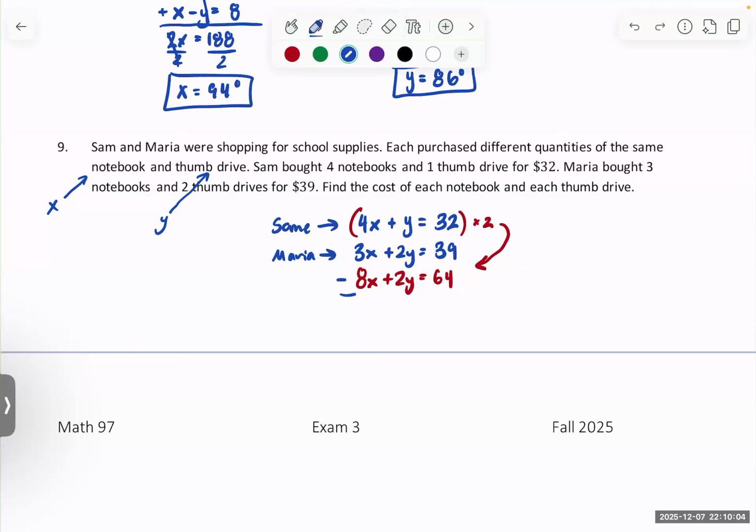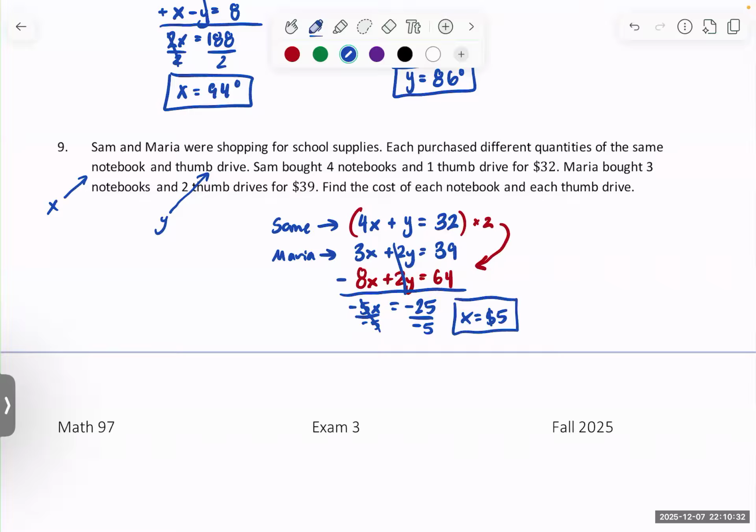minus 2y. So that is going to be negative 5x, that cancels, equals 39 minus 64, which is negative 25. Divide both sides by negative 5, and x equals $5 for the notebook.